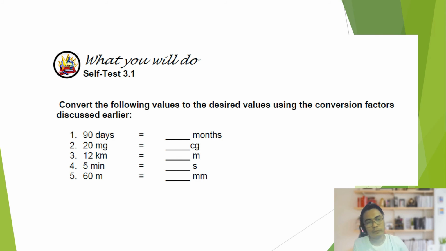Now, for self-test 3.1, you are to convert the following values to the desired values using conversion factors. So, here too, a conversion will still happen, but take note, you're only asked to provide the answer. For example, in 90 days, how many months are there? In 20 milligrams, how many centigrams? In 12 kilometers, how many meters? In 5 minutes, how many seconds? And in 60 meters, how many millimeters?